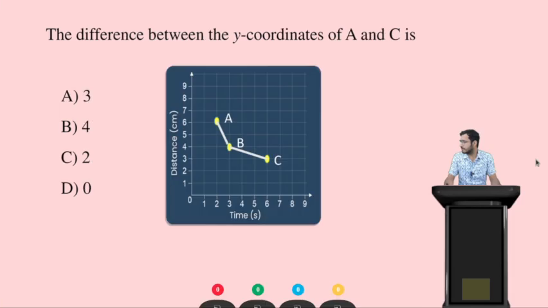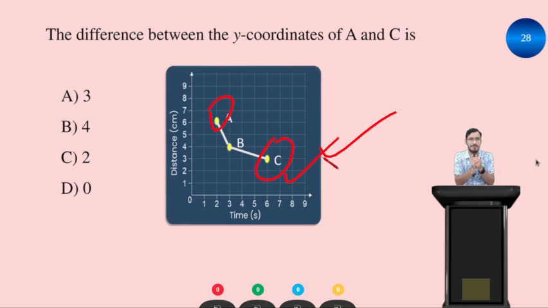Okay, now it's question time, and I have a question for you. The difference between the y coordinates of A and C is, now tell me the difference between A and C. It's a graph paper, you can see point A and point C. I'm giving you 30 to 35 seconds here. Tell me which option is correct: option A, option B, option C, or option D. 3, 4, 2, and 0.